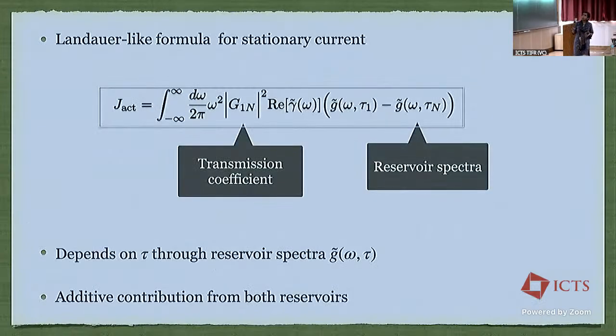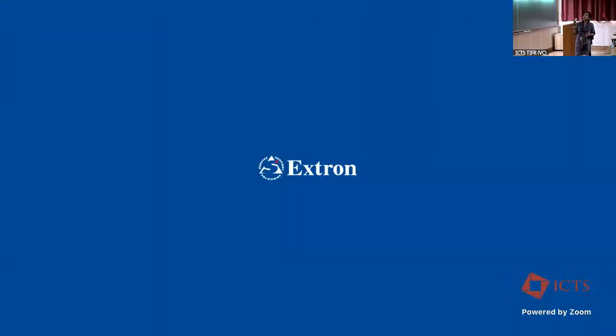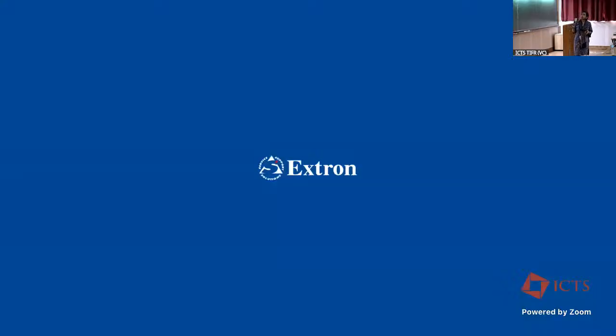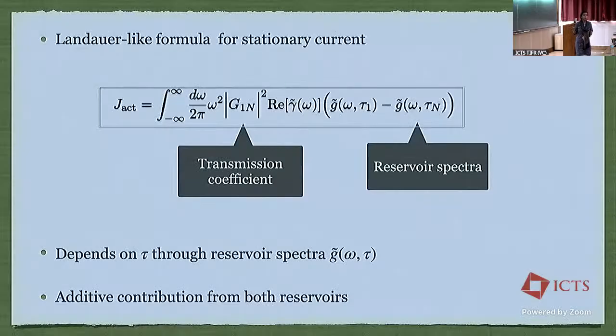It turns out that what I call the active current is given by a form which is Landauer-like. But in the passive case, for which Landauer derived his formula, this was simply T1 minus Tn, the difference of the temperatures. Now we have a complicated omega-dependent function, and we have to integrate over omega.